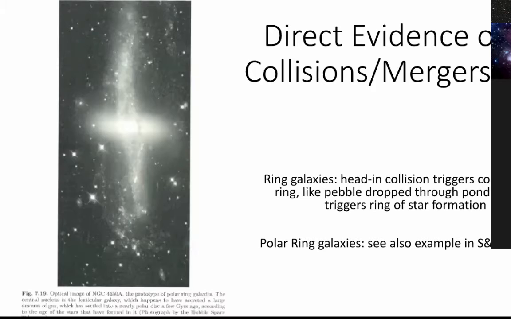Was it a minor merger, just a dinky little object fell in? There are minor mergers happening today in the Milky Way. Little dwarf galaxies are falling into the Milky Way. The Magellanic Clouds, I guess, will eventually fall in, and so on. But it probably hasn't had a big impact on the Milky Way in billions of years.